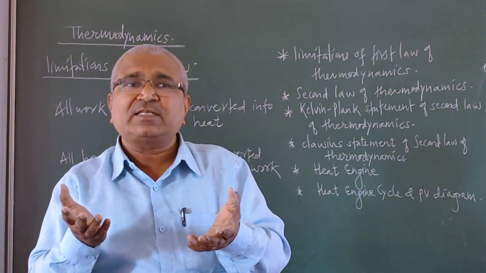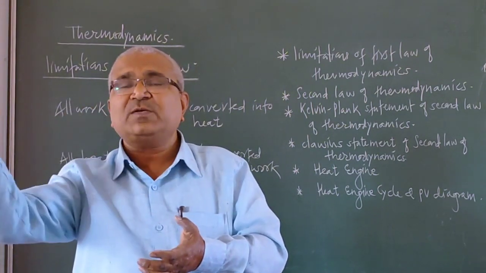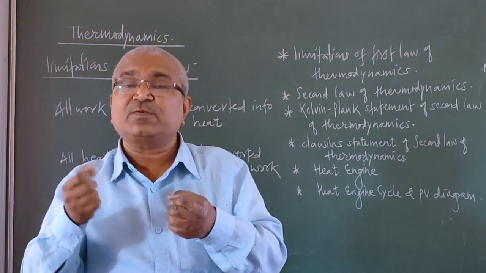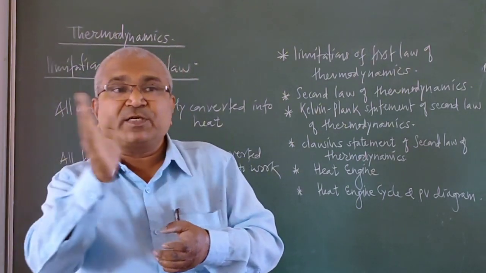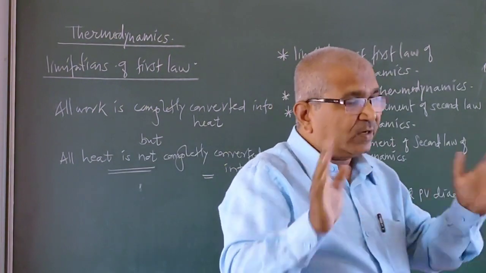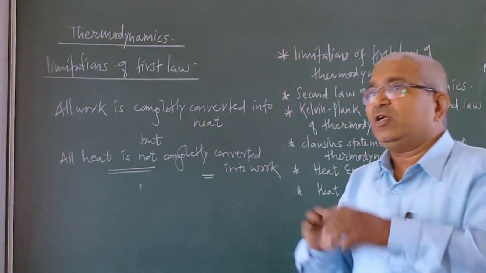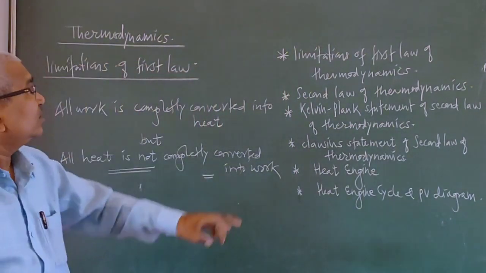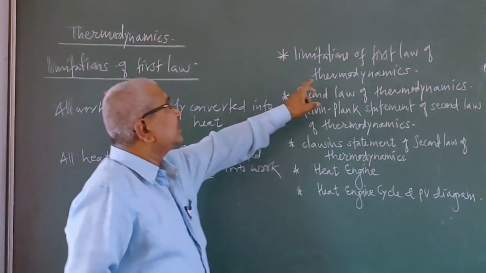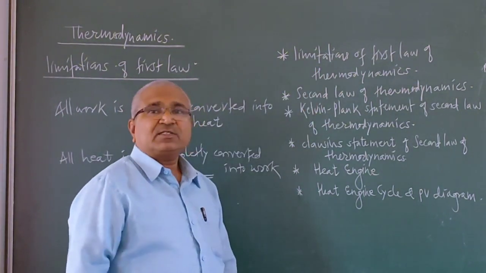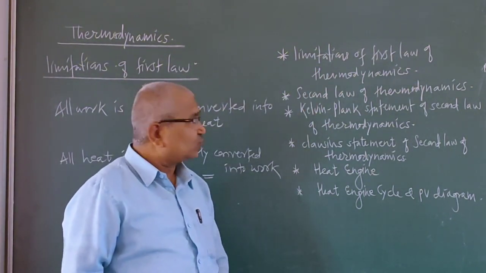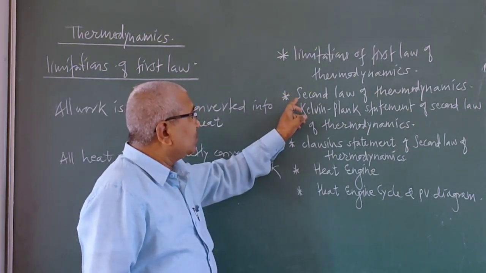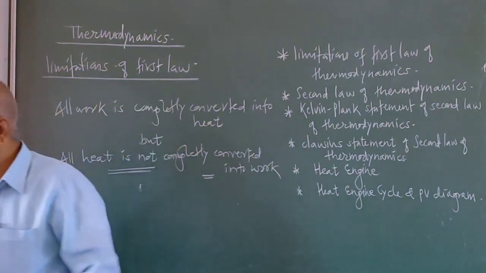Another thing: naturally, heat transfers from a higher temperature to a lower temperature. But how is it possible, can it be possible from a lower temperature to a higher temperature? All these explanations and verifications that we have to do are not given by the first law of thermodynamics. And these are the limitations of the first law of thermodynamics, dear student. Okay, then we will approach the second law of thermodynamics.